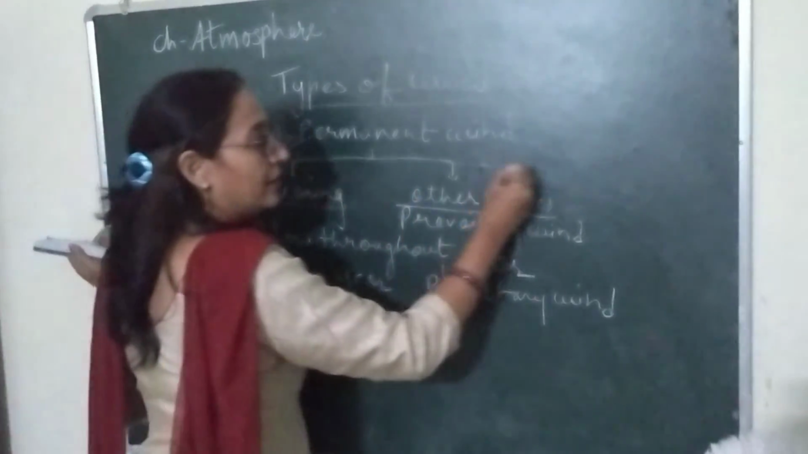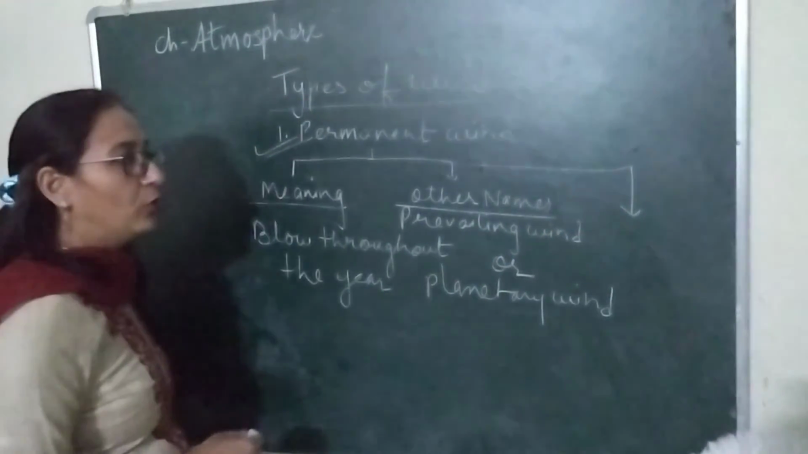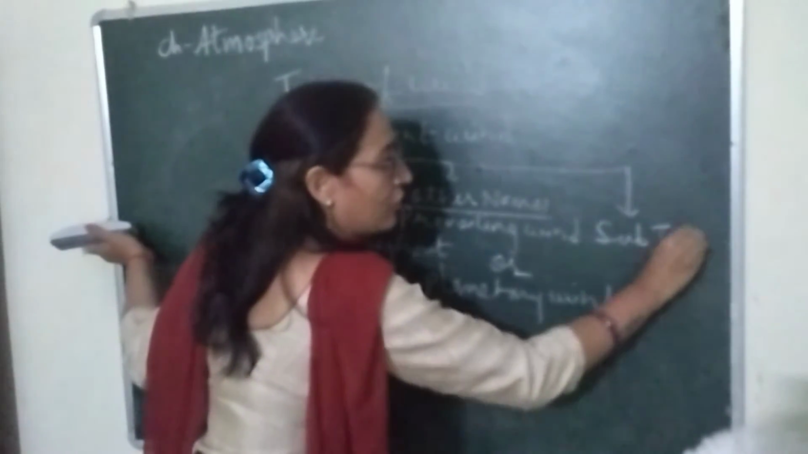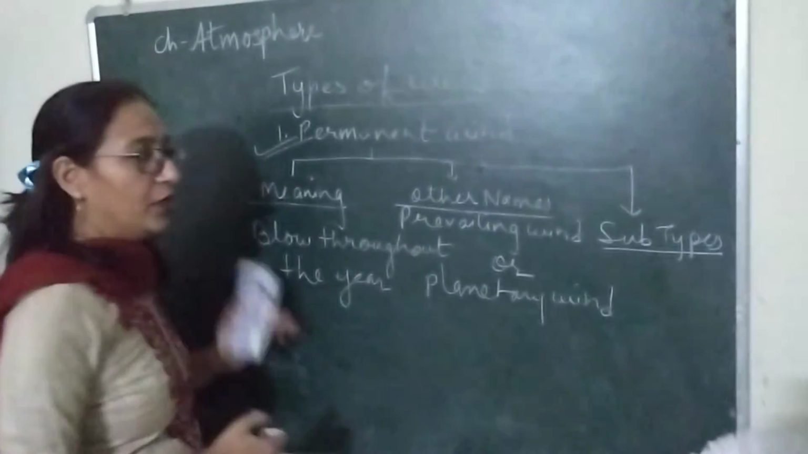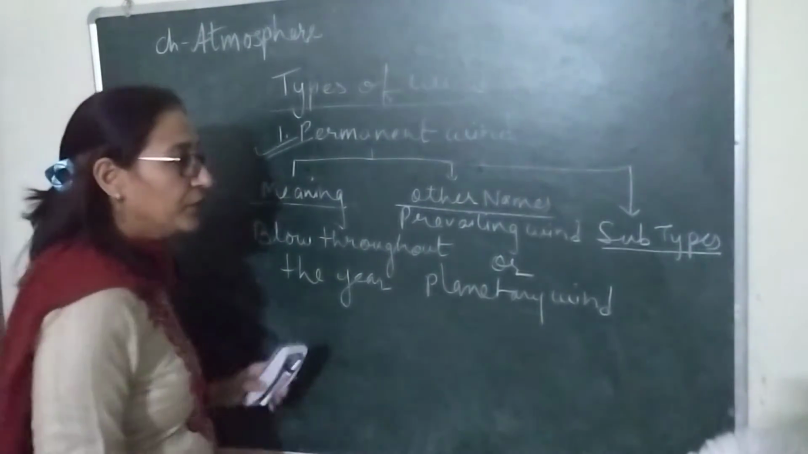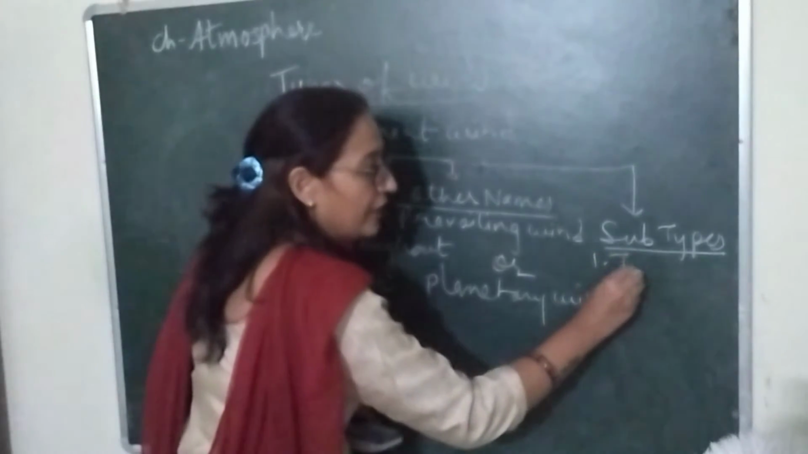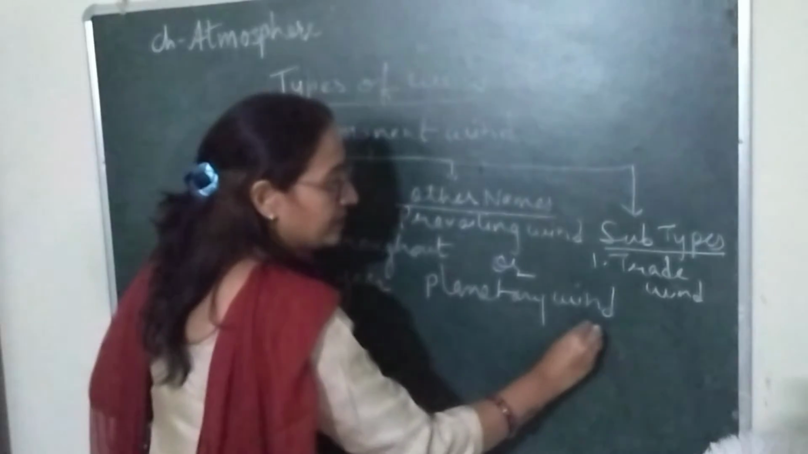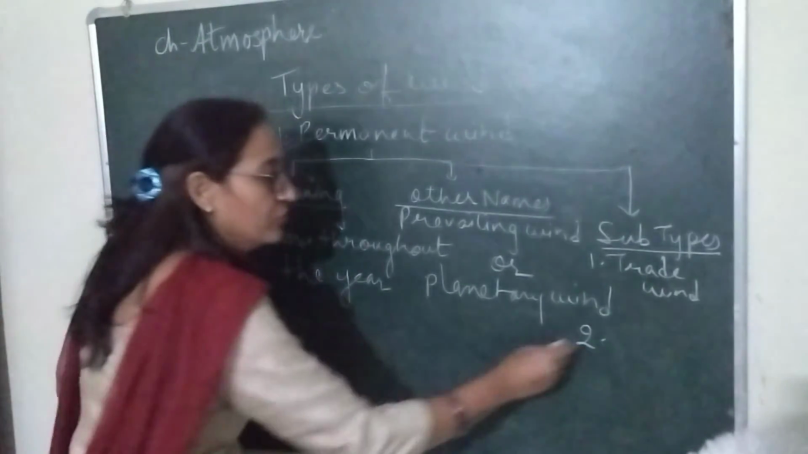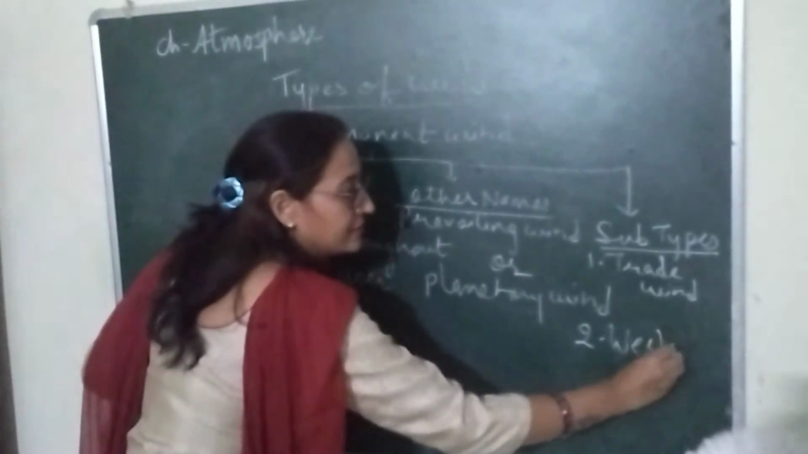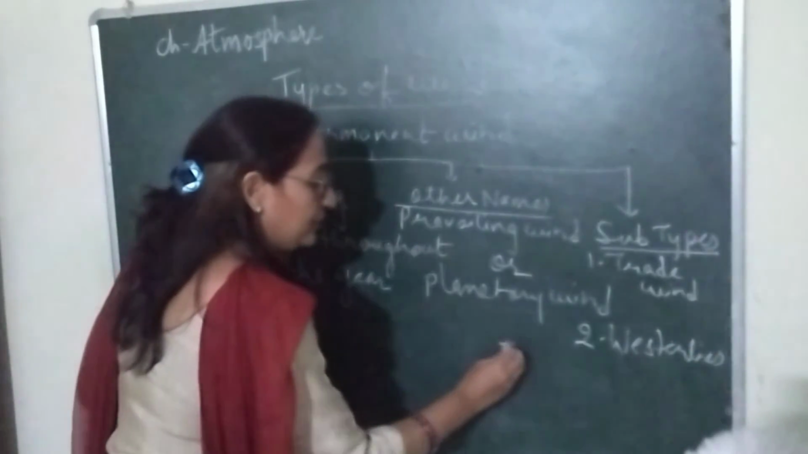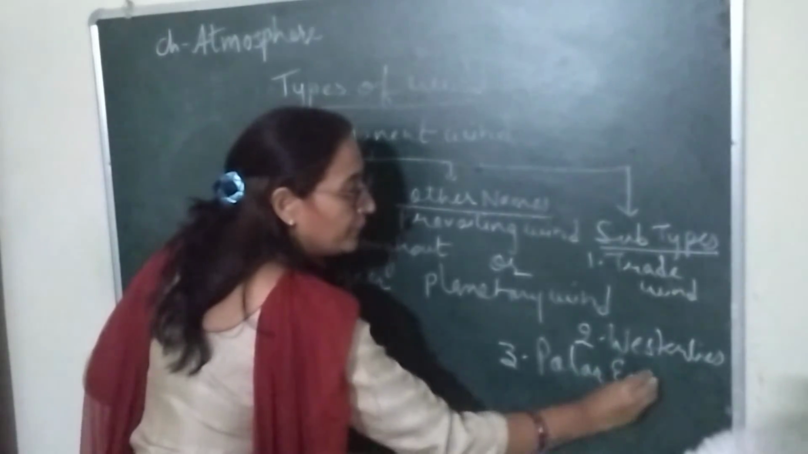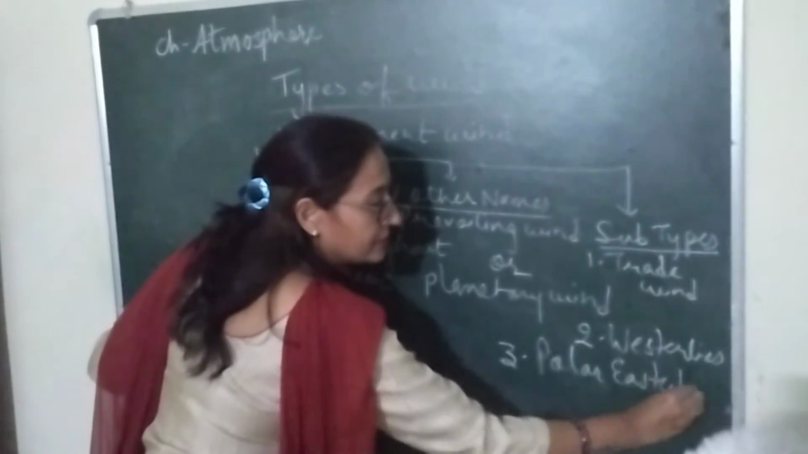And last we have to learn about the subtypes of permanent wind. Now what are these subtypes? The very first one we have to learn is trade wind. Second we have to learn about westerlies. And third we have to learn about polar easterlies.